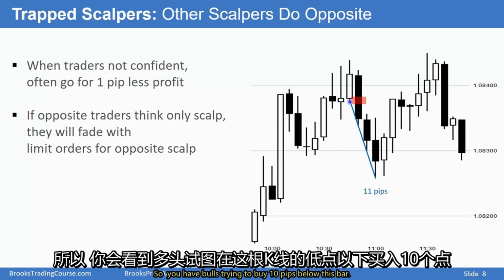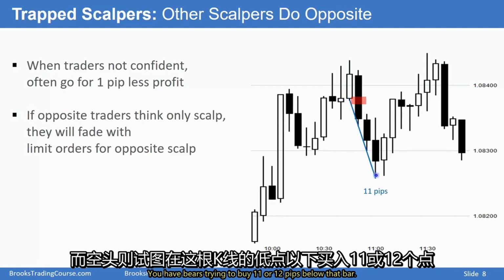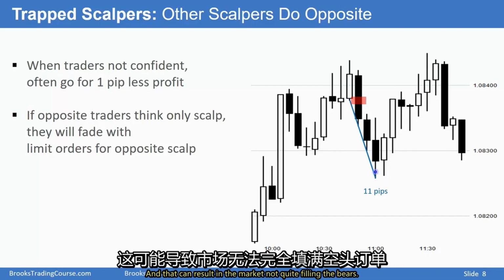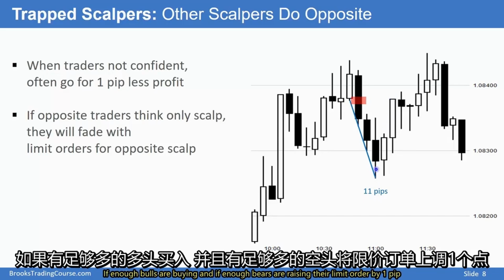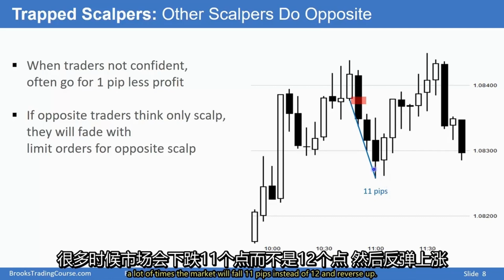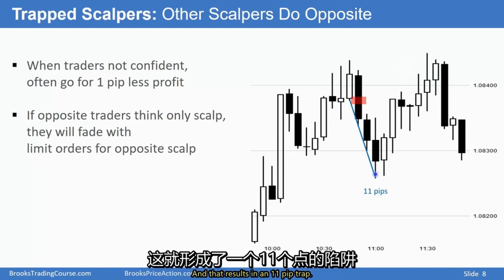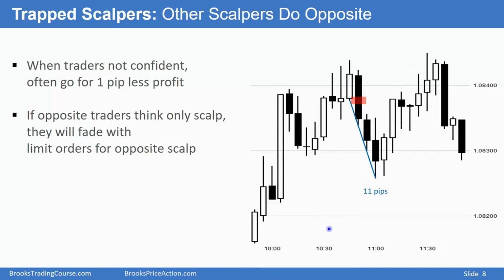So you have bulls trying to buy 10 pips below this bar. You have bears trying to buy 11 or 12 pips below that bar. And that can result in the market not quite filling the bears. If enough bulls are buying and if enough bears are raising their limit order by 1 pip, a lot of times the market will fall 11 pips instead of 12 and reverse up. And that results in an 11 pip trap.